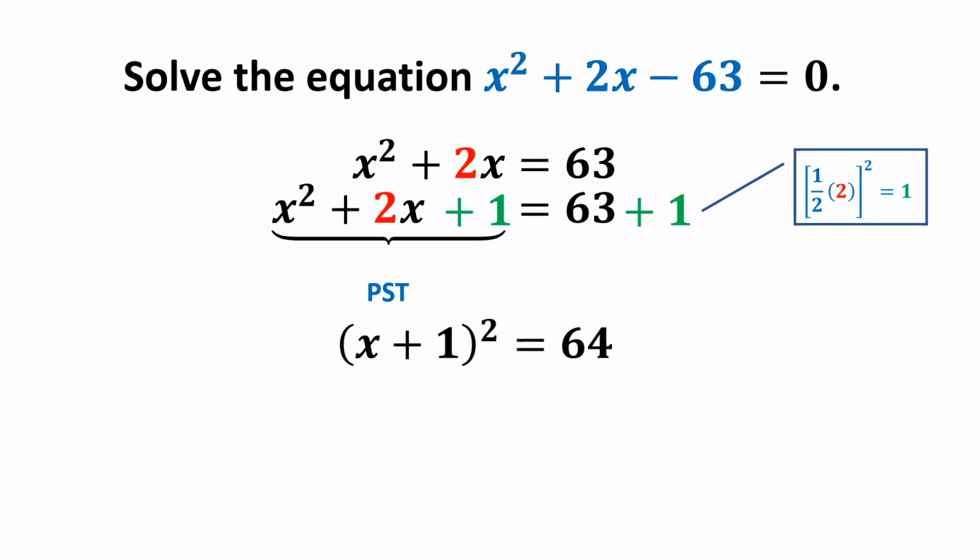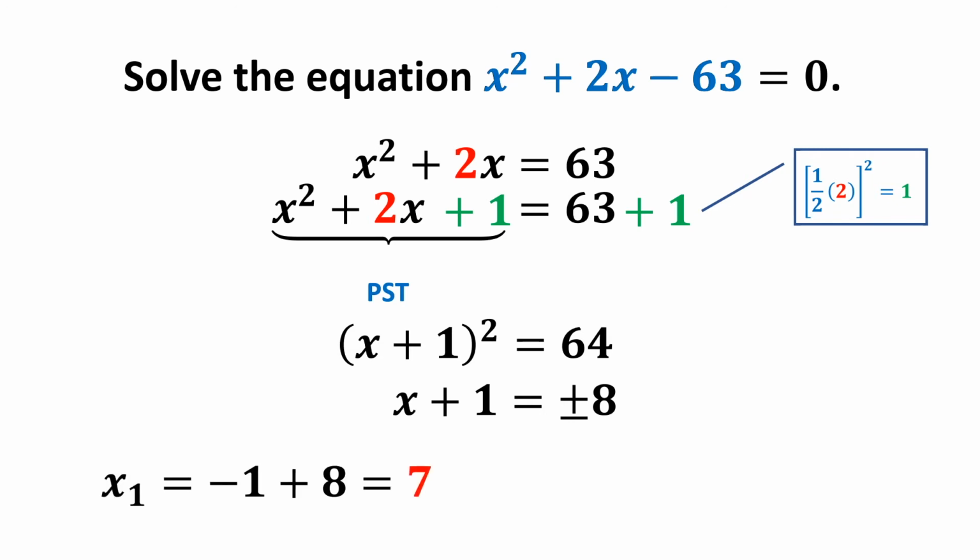Factor this PST and at the same time simplify the right side. This yields quantity x plus 1 squared is equal to 64. Extract the square root of both sides, which results to x plus 1 is equal to plus or minus 8. Then solve for the values of x. Therefore, the roots of x squared plus 2x minus 63 is equal to 0 are 7 and negative 9, which affirmed our previous solutions.